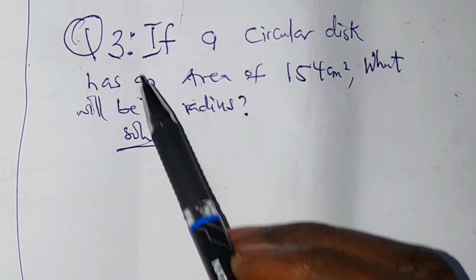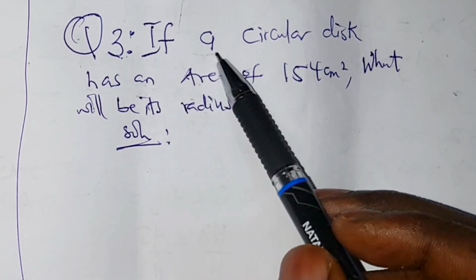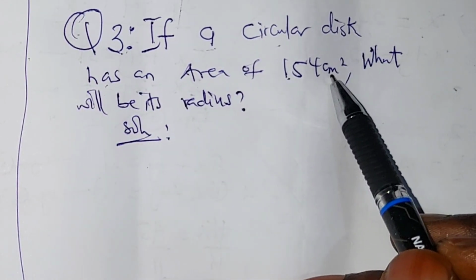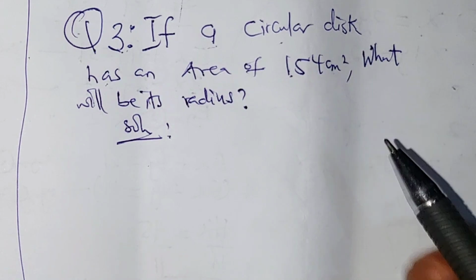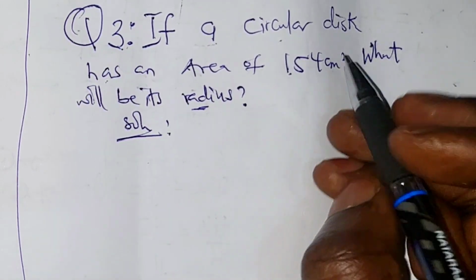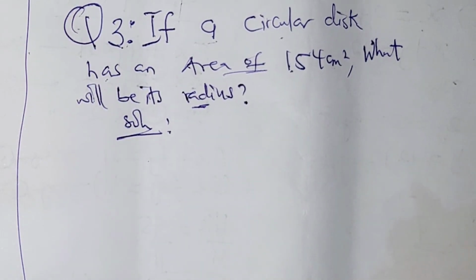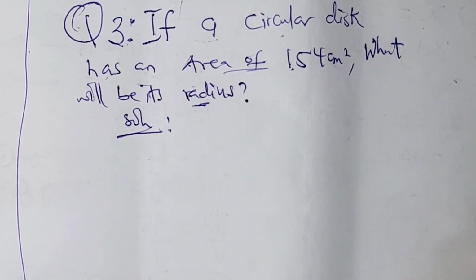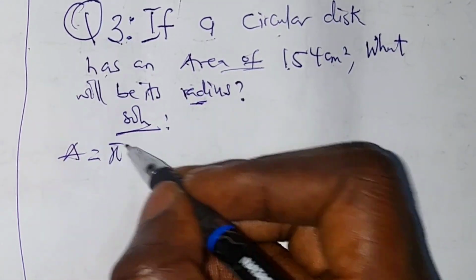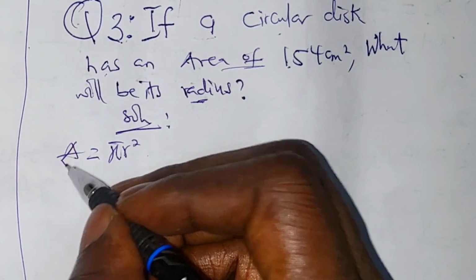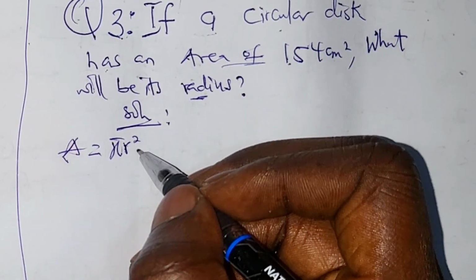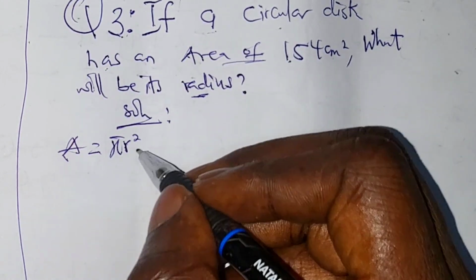All right, so in this third question, we are told that a circular disc has an area of 154 centimeters squared. What will be its radius? Like I said, before you solve this question, you are asked to find the radius, and we are given the area. So we need to write a formula that connects area to radius. And we know that the area formula has radius inside, because area is equal to pi r squared. So there's radius there, but we don't know the radius.